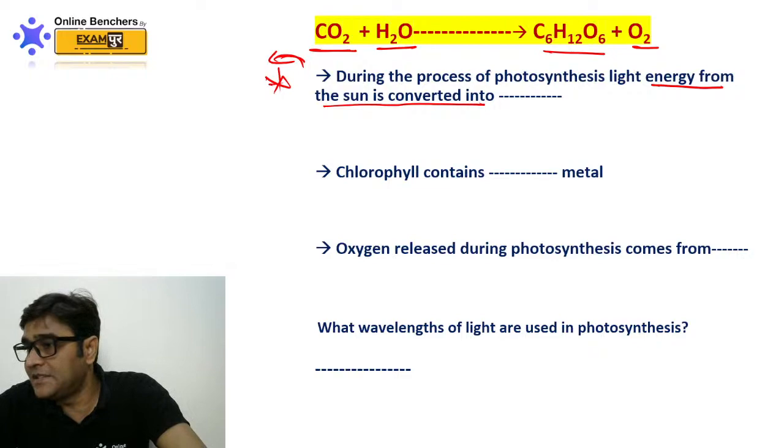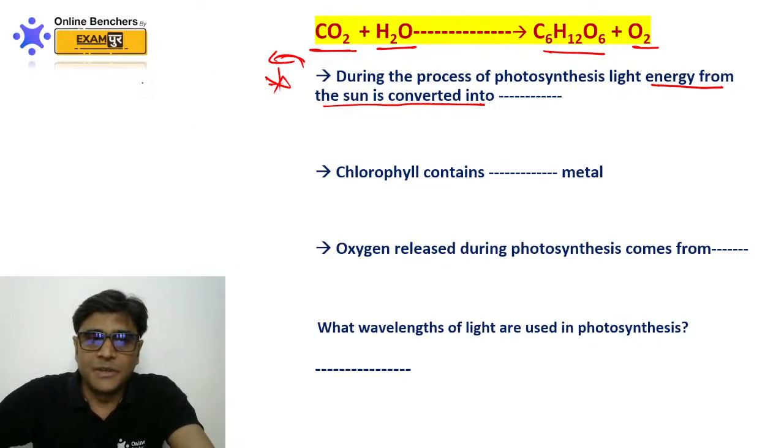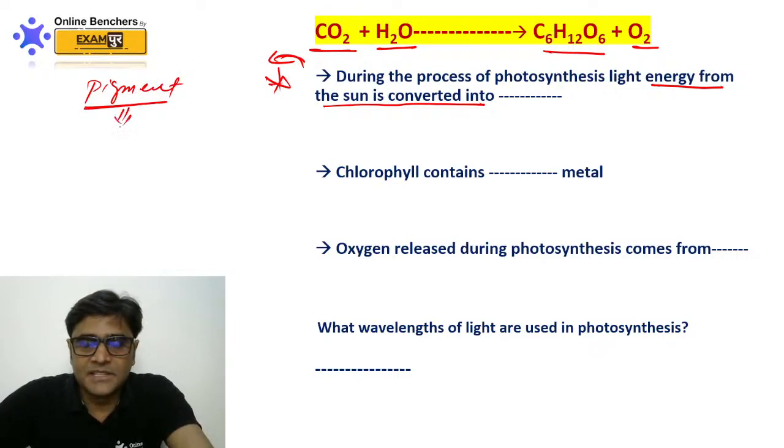Satyam is saying please repeat chlorophyll. Okay. Chlorophyll is a pigment. And pigments are those substances which have specific colors. In the living world, without pigment, color is not possible. So pigments are those substances which have specific colors.